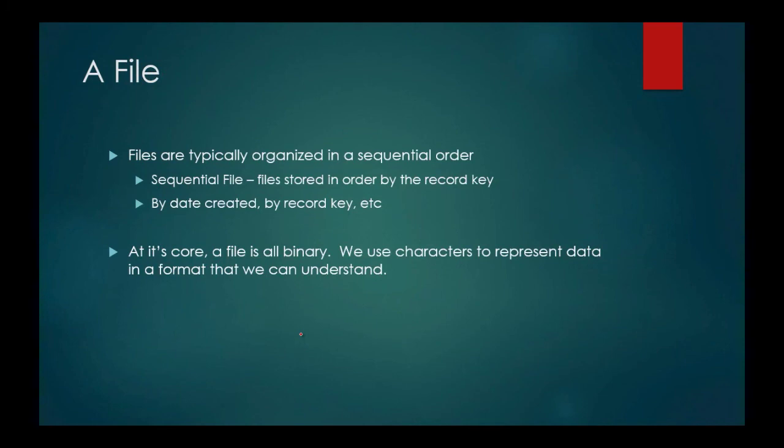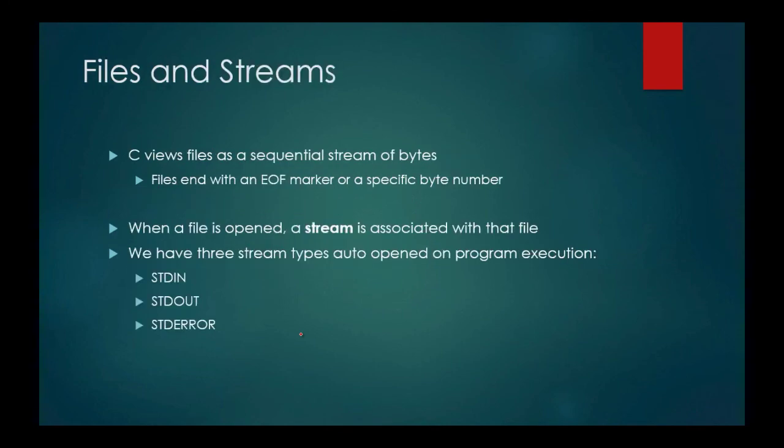So what is a file then? Well, it's just simply something that's going to contain a series of records. Those records are typically going to be in sequential order, and we're going to create a stream in order to read and write from that file. Okay, so again, C doesn't really care about the structure of it. When we open a file, it's just going to see it as a sequential stream of bytes.